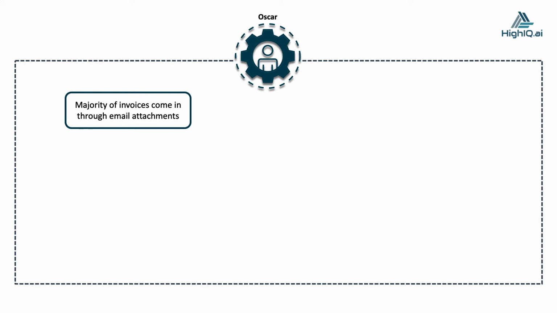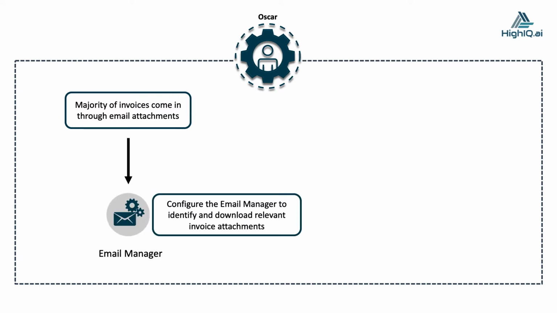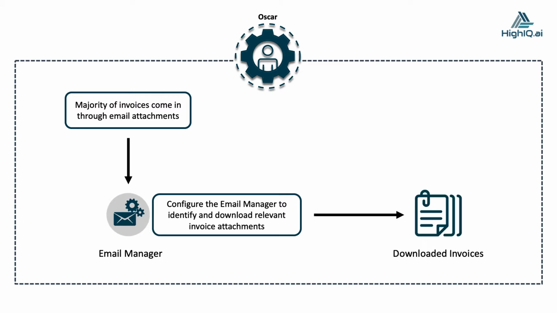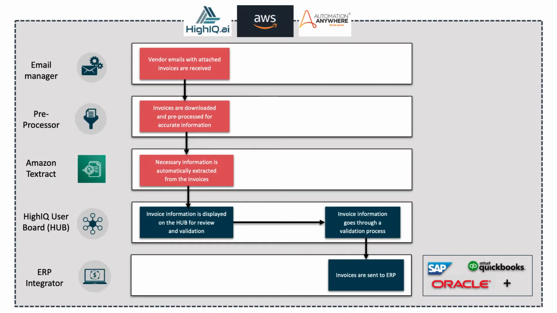Many organizations' accounts payable teams still receive a majority of vendor invoices through email attachments. Oscar has an inbuilt email manager that can be configured to identify and download relevant invoice attachments from vendor emails. The email manager monitors, identifies, and manages vendor emails with invoice attachments.